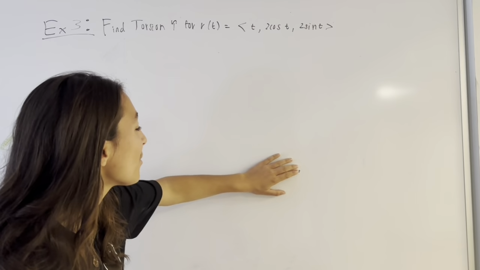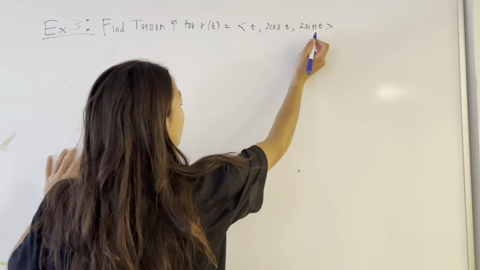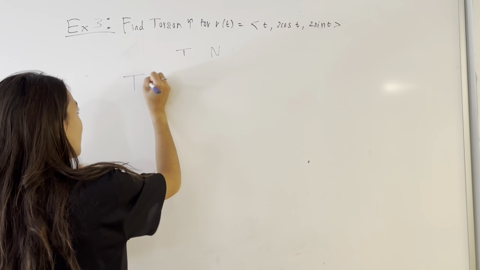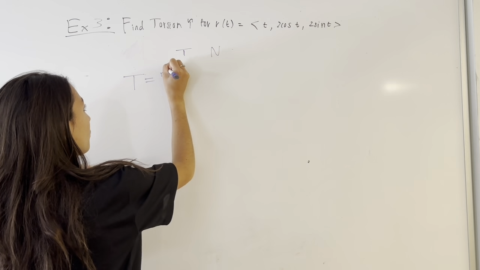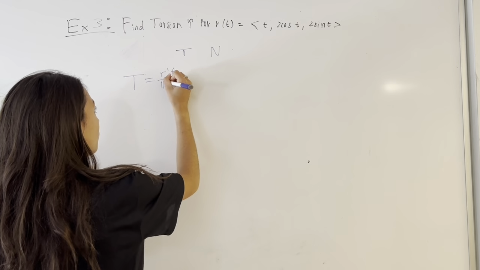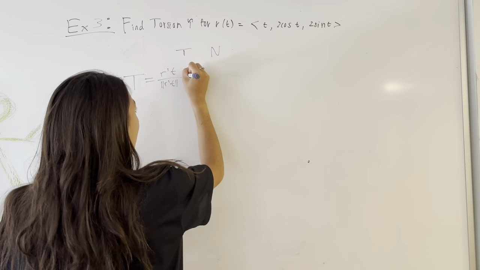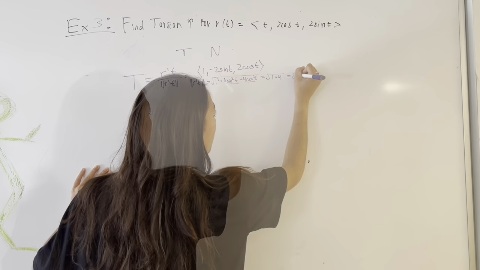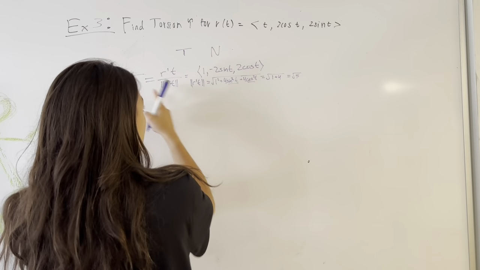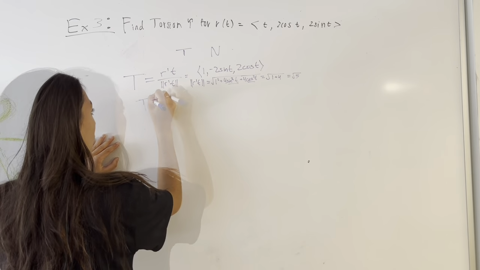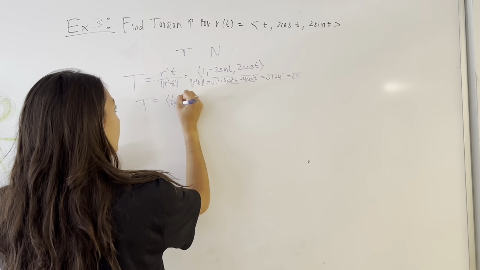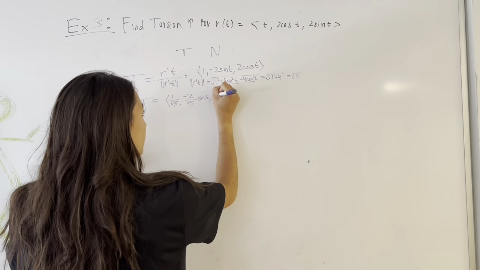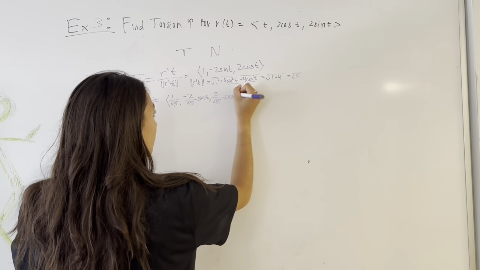Okay, this example wants me to find the torsion for this three-variable space curve, not a plane curve. So I know that T is a unit vector equal to r prime over the magnitude of r prime. So let me find that. The magnitude of r prime of t is equal to square root of 5. So T, the unit tangent vector, is going to equal 1 over root 5, negative 2 over root 5 sine t, and 2 over root 5 cosine t.